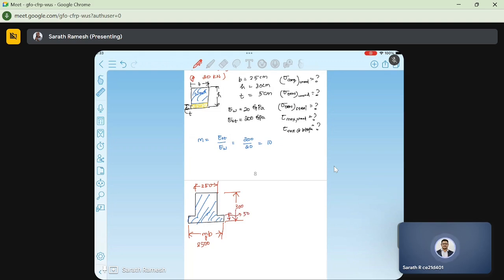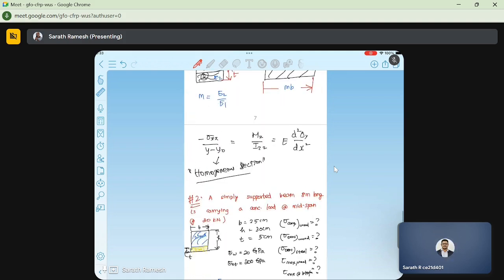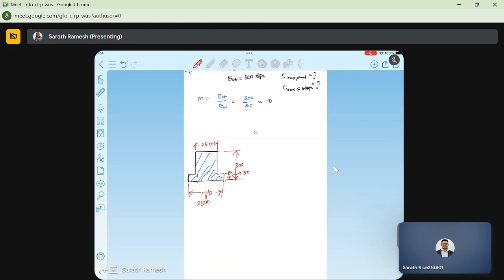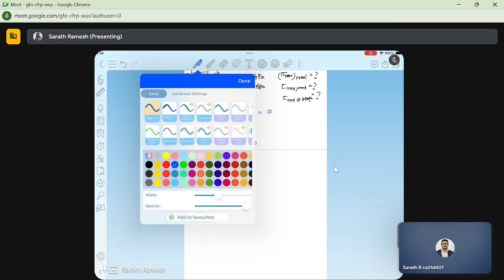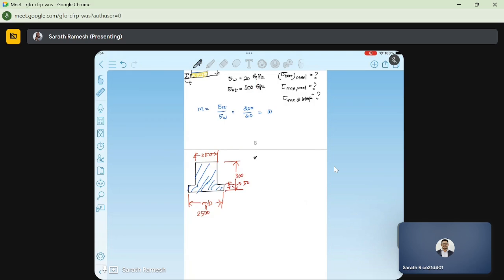Now the first step is to find the centroid. Only then can we find the moment of inertia, and then calculate the stresses. If we want to use this formula, we know Mz because the load is given, so we can find Mz easily, but we need y naught and Izz. We'll go one by one. First, finding the centroid of the cross section.